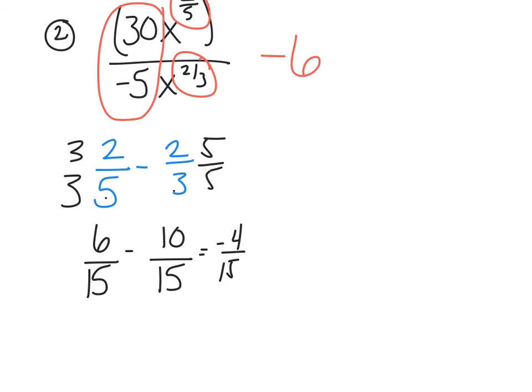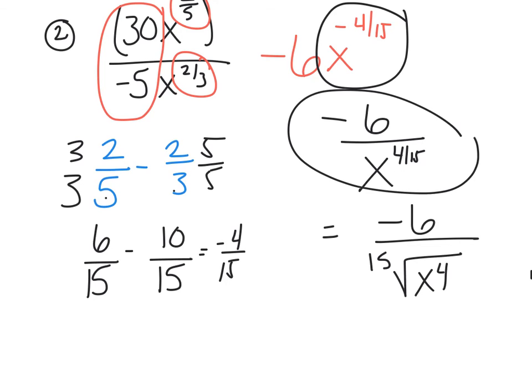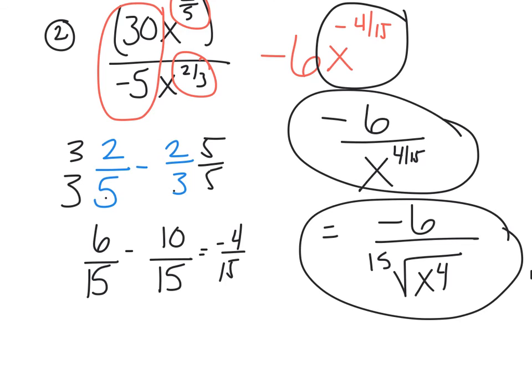So I'm going to say this is negative 6x to the negative 4/15. Now, remember, you're not going to leave it like that because this has a negative exponent, and it's only attached to the x. So this is going to be negative 6 over x to the 4/15. Now, maybe you want to rewrite that as a radical. Maybe that's what the multiple choice looks like. That's equivalent to negative 6 over, remember the root is in the denominator, the 15th root of x to the 4th. So this answer is good as well as this answer.